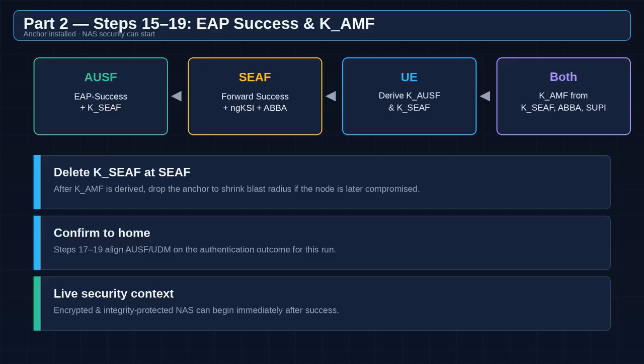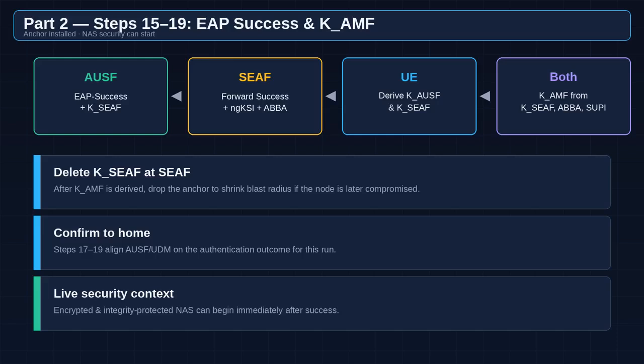Steps 15 and 16 close the user visible loop. On success, the AUSF sends EAP success to the SEAF and along with it the anchor key KSEAF. The SEAF forwards EAP success to the UE in an N1 message, again carrying NGKSI and ABBA, so both sides agree on the security context label and the anti-bidding down binding.